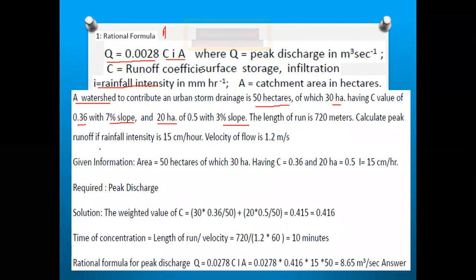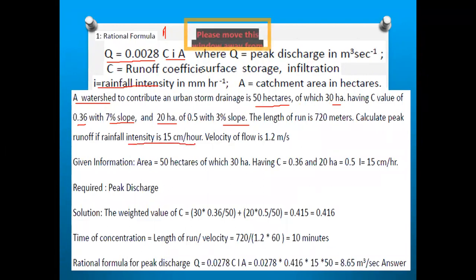Calculate the peak runoff if the rainfall intensity is 15 centimeter per hour. I is equal to 15 centimeter per hour. The velocity of flow V is equal to 1.2 meter per second. So what do we have to calculate? We have to calculate the peak discharge.